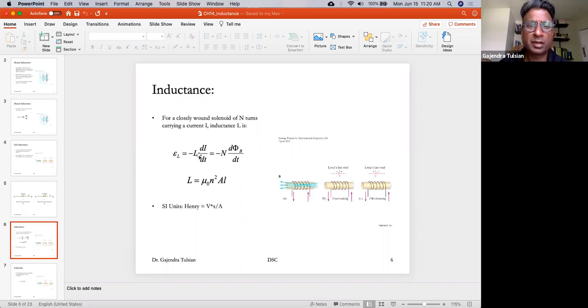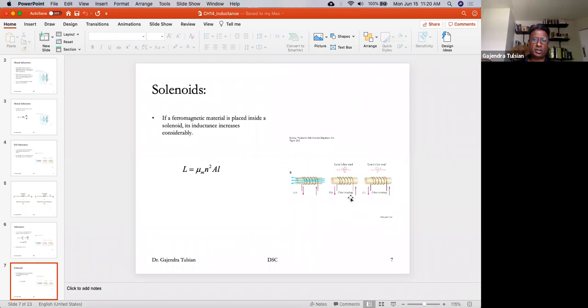By increasing the value of the inductance, the EMF induced is larger, and then this acquires a larger ability to fight changes in current. So if you don't want currents to change, if you want to smooth out fluctuations in current, then you would use an inductor to do that.